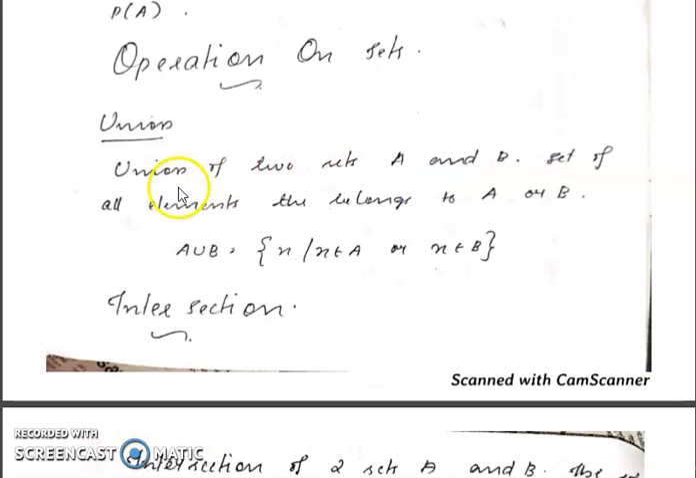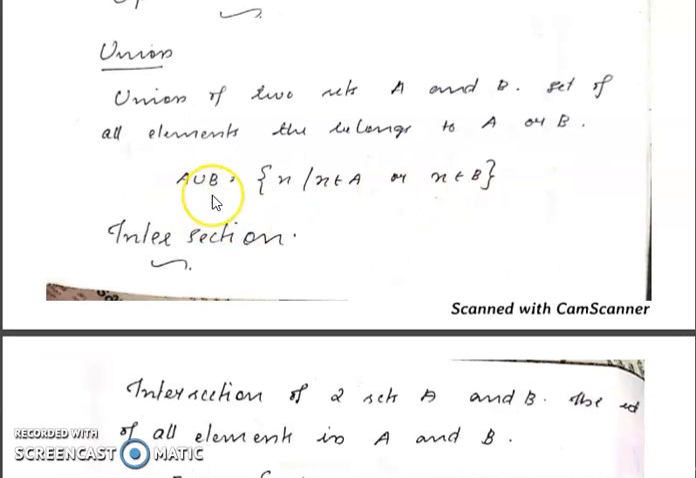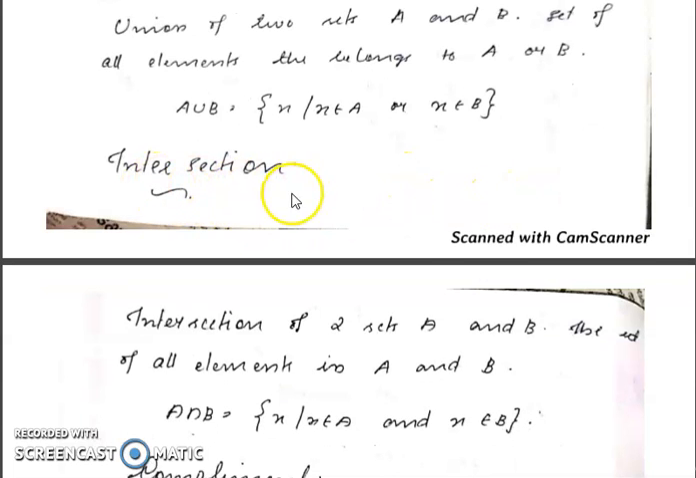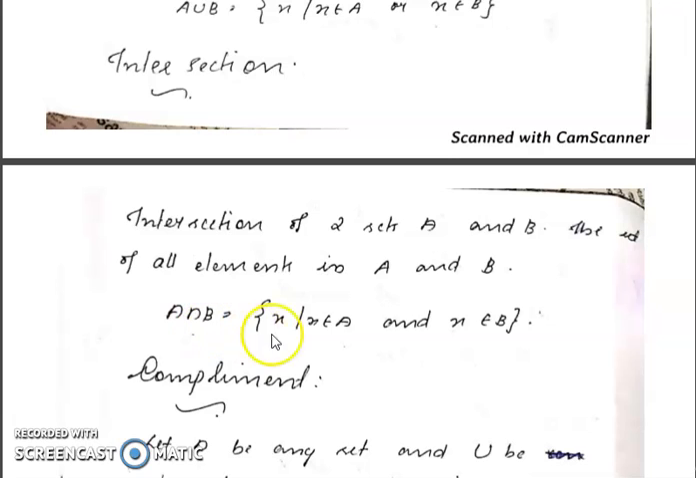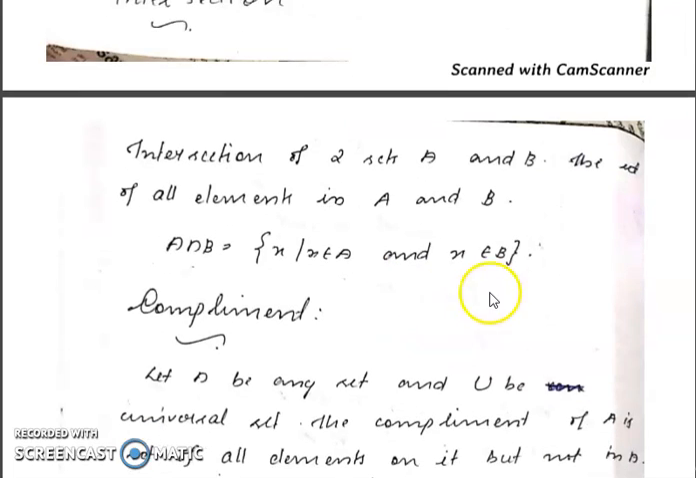Let us learn some operations on sets. Union: we are familiar with this. Union of two sets A and B is defined like this: A union B is the set of all x such that x belongs to A or x belongs to B. Then intersection of two sets A and B: the set of all elements that belong to A and B. A intersection B is {x such that x ∈ A and x ∈ B}.